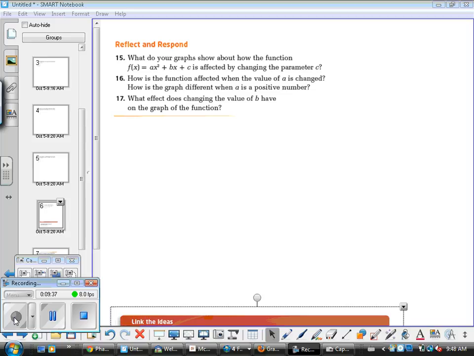All right, so what does that show you about how the function is affected by changing the parameter c? We saw a vertical shift. When you change a, it's going to widen or become more narrow.